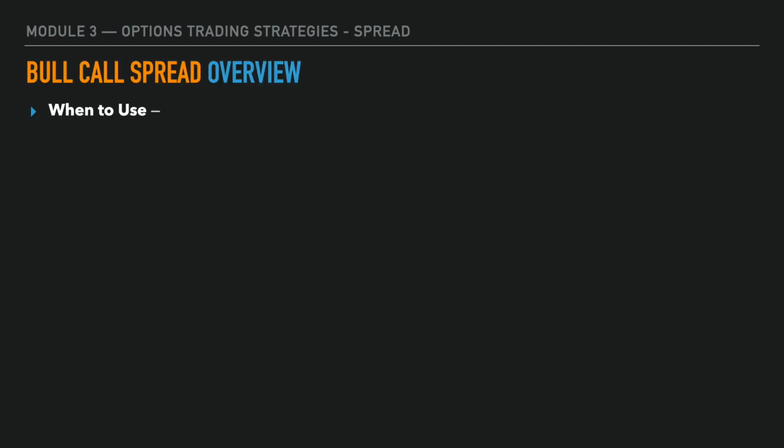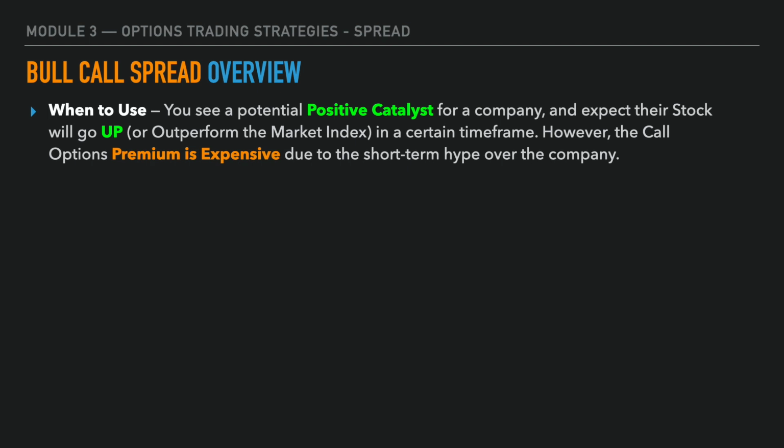So when do traders use a bull call spread? In general, when you see a potential positive catalyst for a company and expect their stock will go up or outperform the major index in a certain period of time, you want to buy the call option on the company's stock, but the call option premium is overpriced due to the short-term hype over that company. Then this is the perfect time a bull call spread can help.